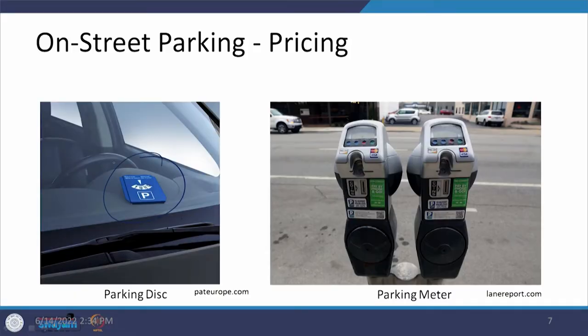Here you can see that there is a disc which is placed on the dashboard of the vehicle, and the enforcement person can come and see what exactly it is showing, and accordingly the decision can be taken. In another case, the parking meters are installed at the curbside, and the parking meter is going to work for one side and the other side. So, that is a combination being provided. A person can come and purchase the ticket and then put the vehicle at that location.